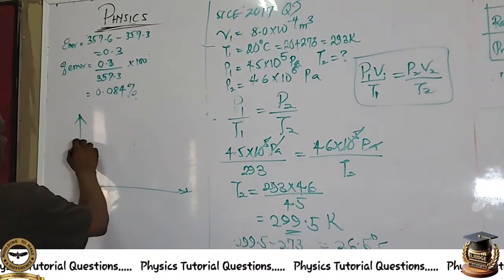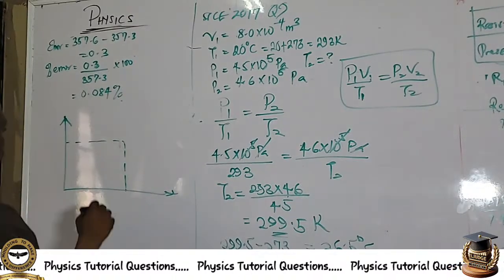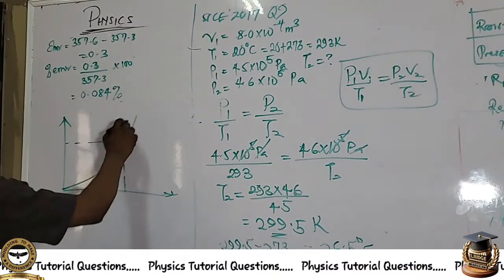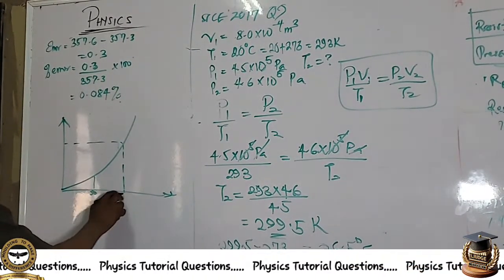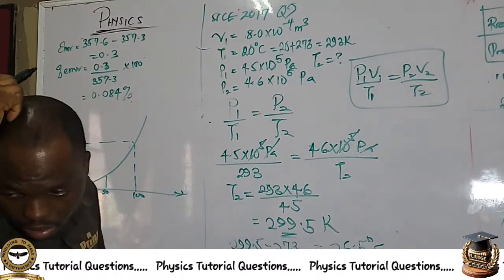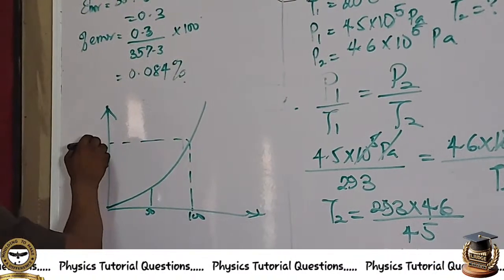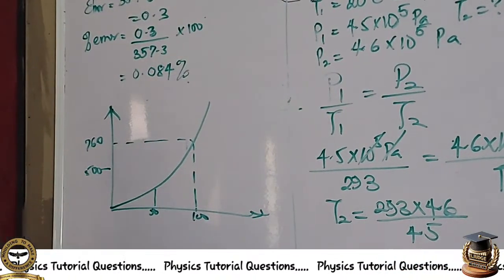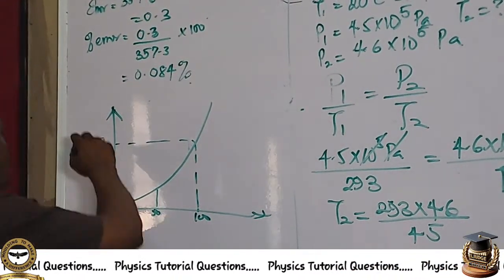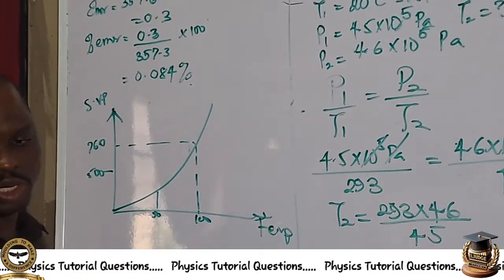The graph went this way. Let me see. So we have something like this. 50, 100. This is 760. This is 500. 760, 500. This is SVP. A graph of SVP against temperature.